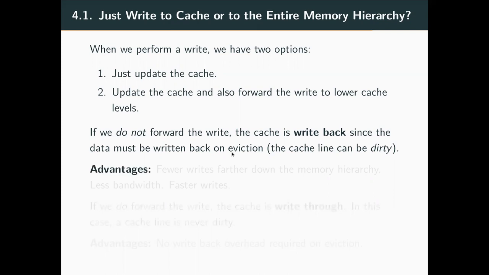So what are some advantages? Well, for one, we're going to get fewer writes further down our memory hierarchy, which means less bandwidth, and also faster writes. So what does this mean? Let's just say we have a program that's doing a sum of a list. And we have a variable that we're just updating constantly. Most likely it's in a register, but let's pretend it's not. If we write to that variable and update it with the new values of our array as we're summing, and each time we do that, it has to propagate all the way out to RAM, that's going to be pretty slow.